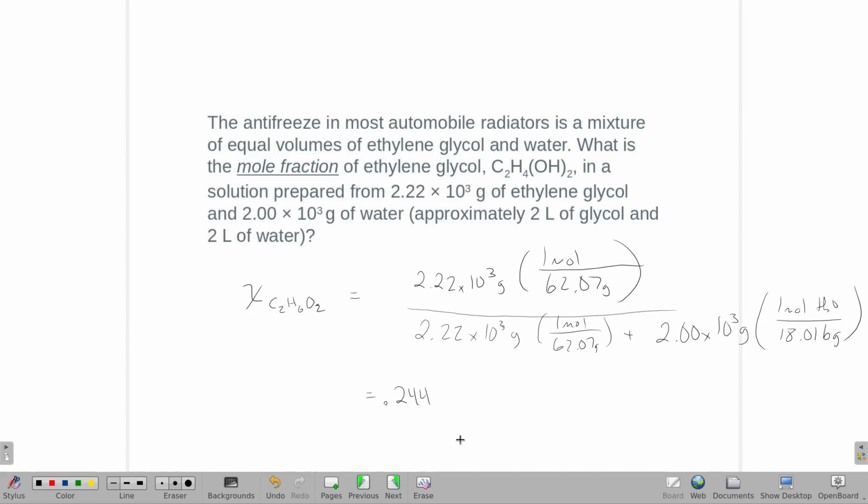Mole fractions will not have a unit per se. It's just going to be that. It's technically moles over moles, but we don't put units down for it. Now the mole fraction of this one could have been the mole fraction of water. The only thing we do differently is we'd have the 2 times the 18 on top. But that's how we would do the mole fraction.